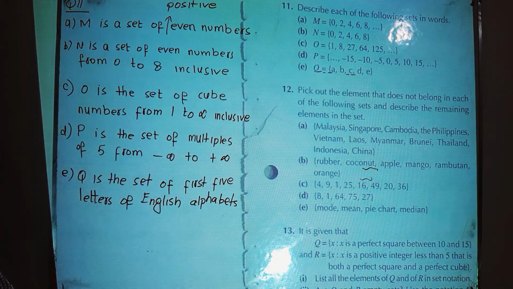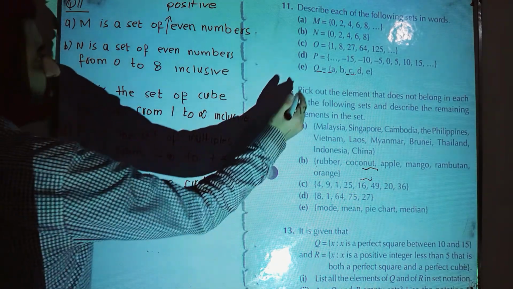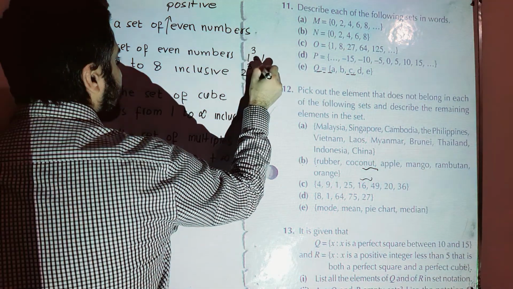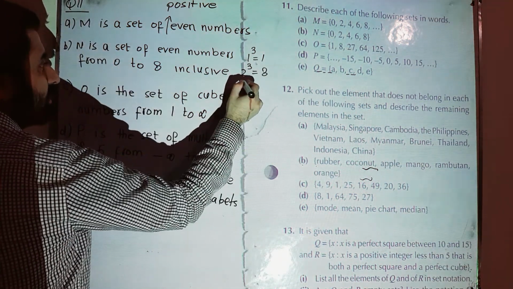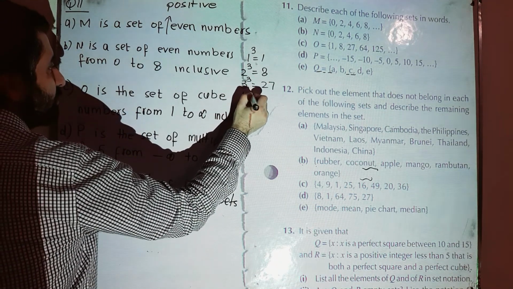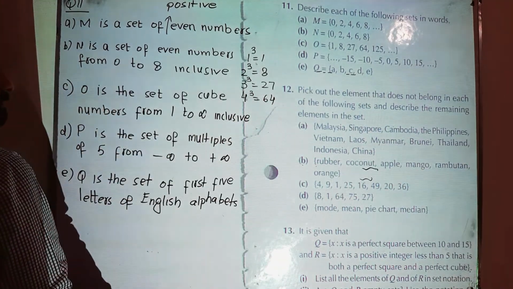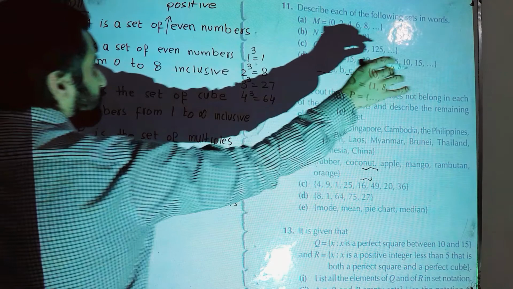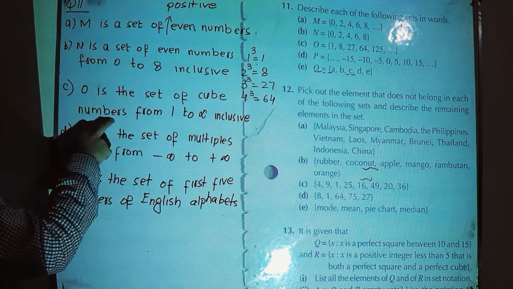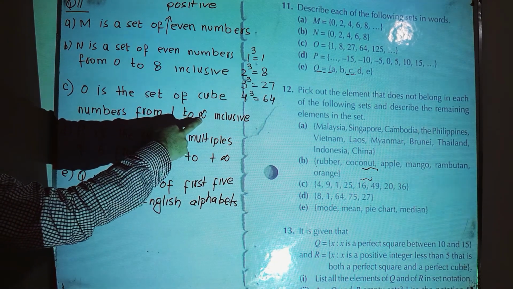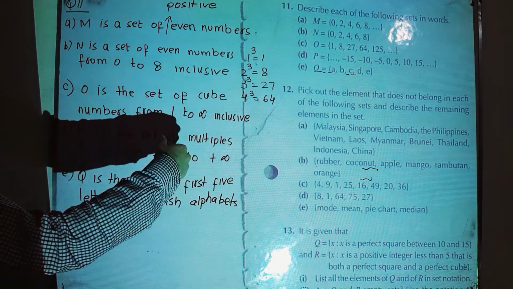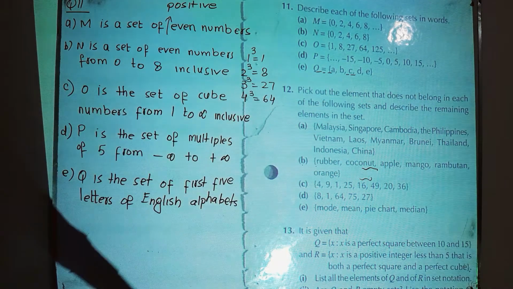Then we have got O. Now basically it is a set of cube numbers. We have 1, so 1 cubed is 1, then 2 cubed is 8, so 8 is the cube of 2, then 3 cubed is 27, then we have got 64, which is 4 cubed, and so on. You can see we have dot, dot, dot, meaning we continue on the positive side. So O is a set of cube numbers from 1 to infinity, inclusive, meaning 1 is included, and the numbers continue on to infinity.